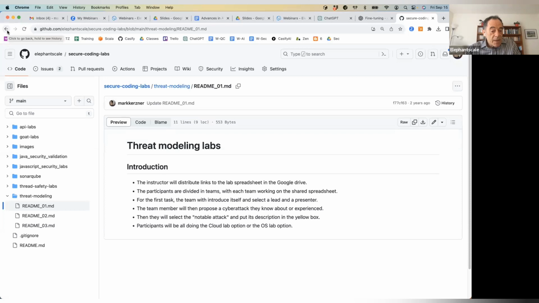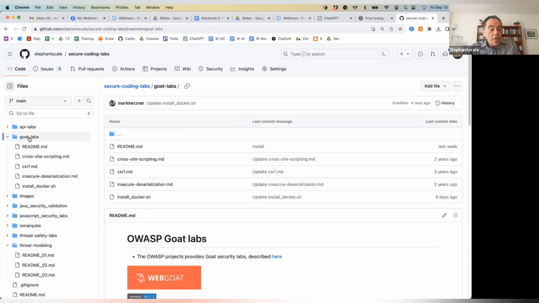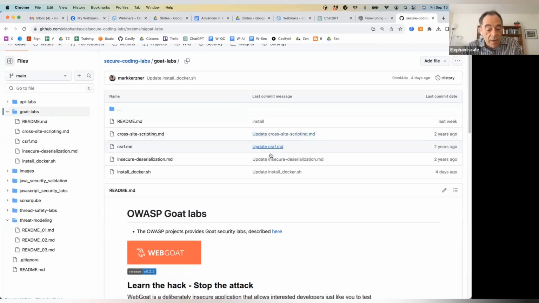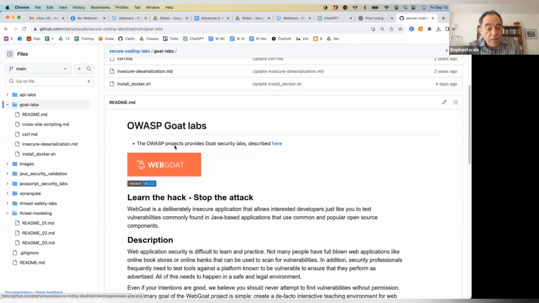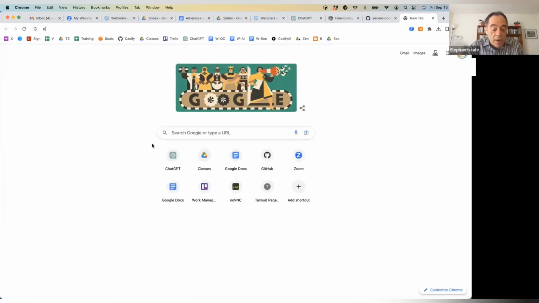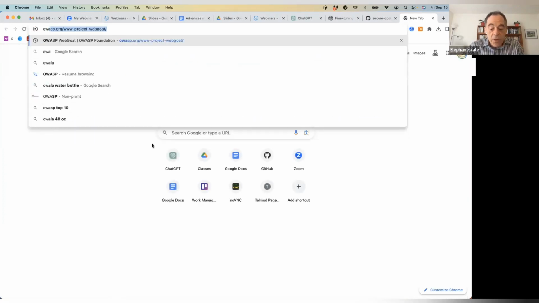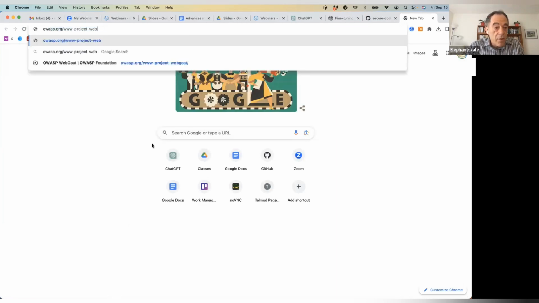Then the next step here is Goat Labs. Goat Labs are an amazing thing, and if you haven't seen them, you will really enjoy them. Goat Labs are done by OWASP, an organization that maps out the most famous vulnerabilities. So first of all, let's go over there. It's really a wonderful thing. Here it is.